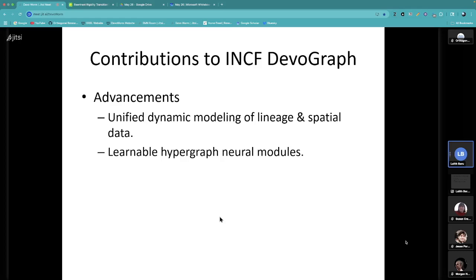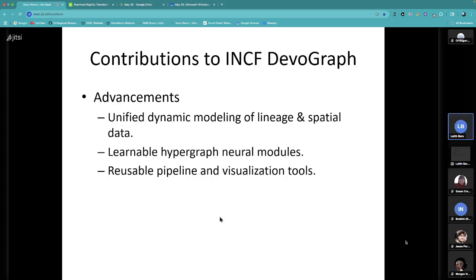But this can be leveraged to learn the complete patterns, starting from a single cellular organism to a fully multicellular organism. The pipeline could be reusable for further research, and the visualization tools can be used not just to visualize the hypergraphs but also various other things, like the example I showed before, of the variation observed when the cell division happens from ABa to ABp.